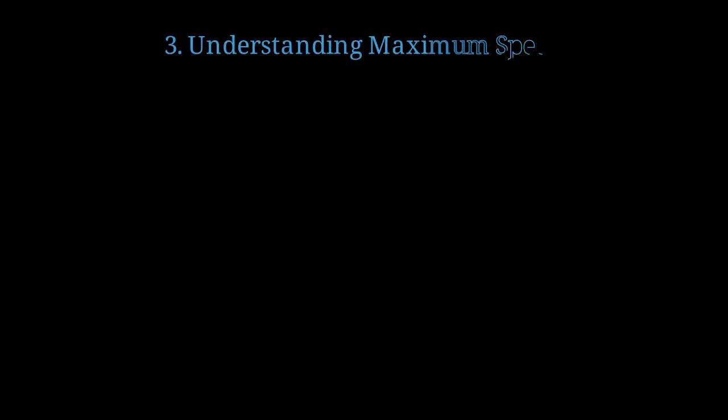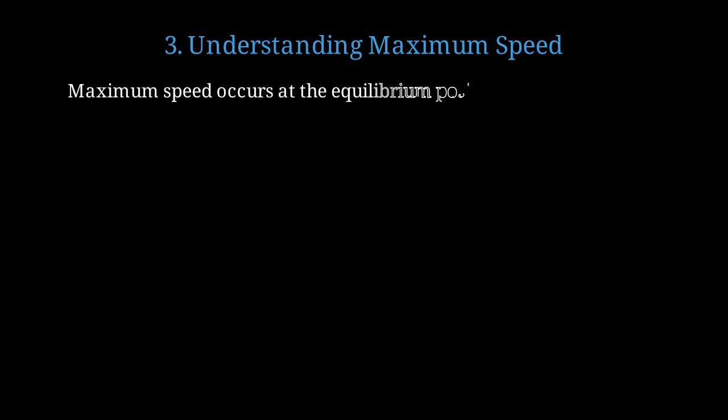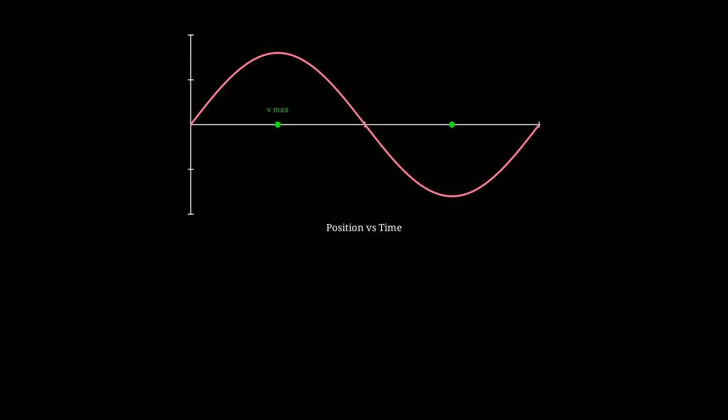Next, let's find where and how the maximum speed occurs. The maximum speed always occurs when the mass passes through the equilibrium position. This graph shows position versus time. Notice that when position crosses zero at equilibrium, that's where velocity is maximum. Conversely, at maximum displacement positions, the velocity is zero, as the mass momentarily stops before changing direction.